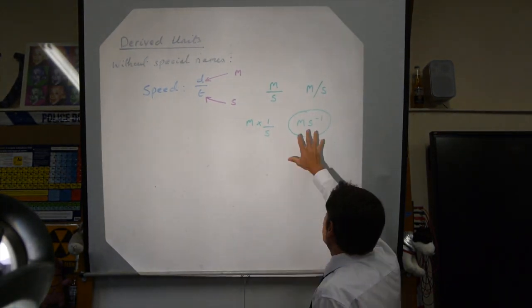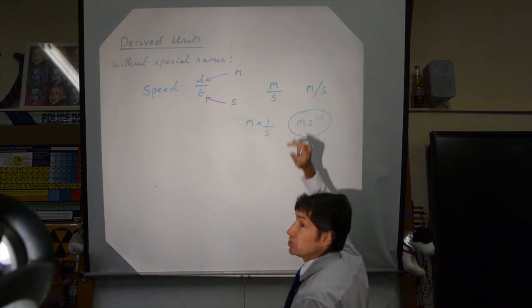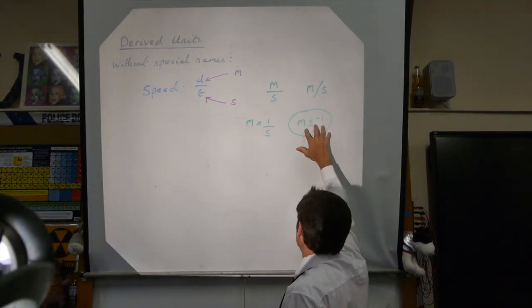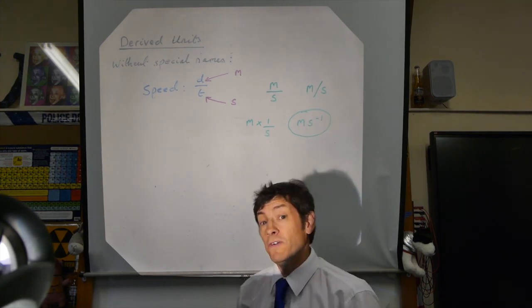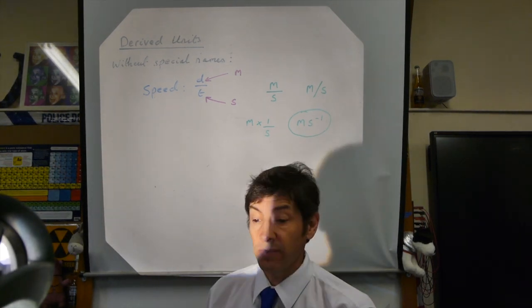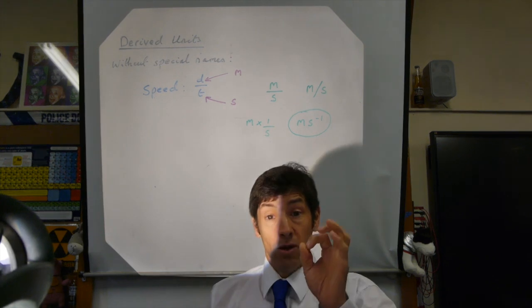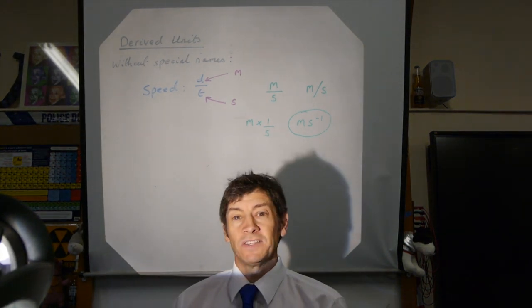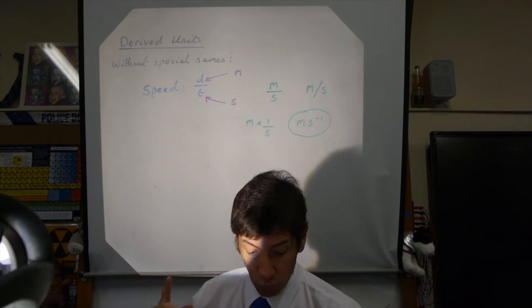From now on at A-level, we're not going to use this sort of slash notation. We're going to use powers above, and in the case of speed or velocity, it will be measured in meters per second. That's what we say, but we write meters seconds to the minus 1.